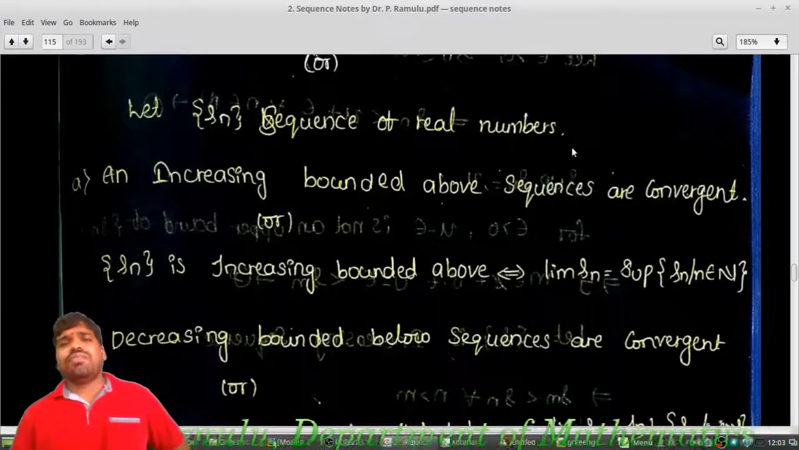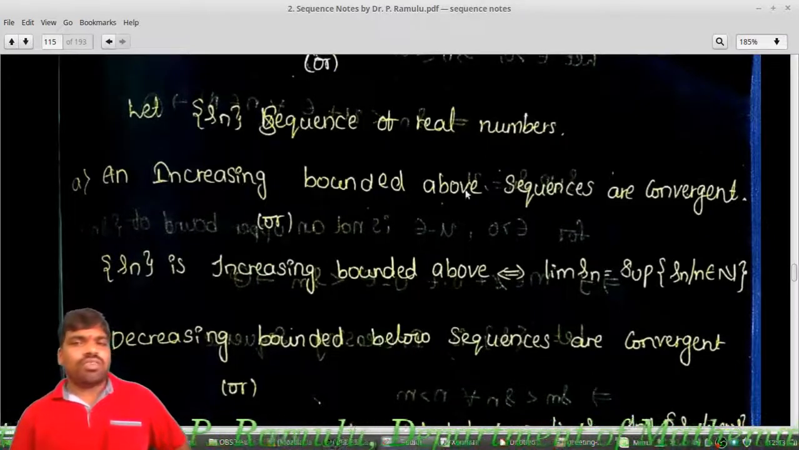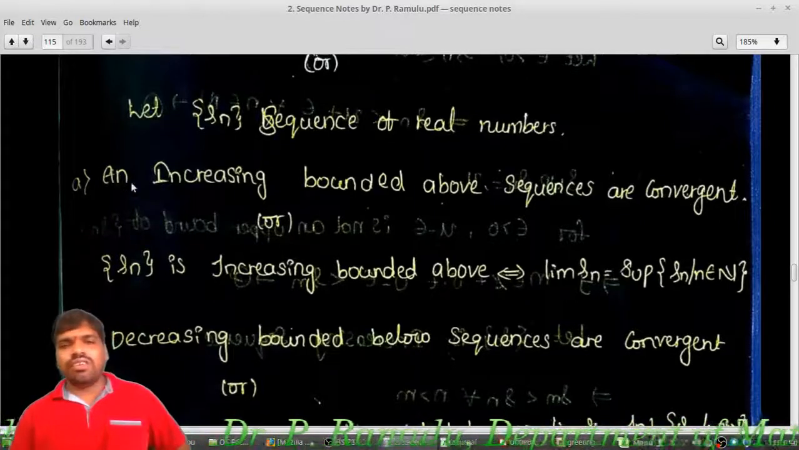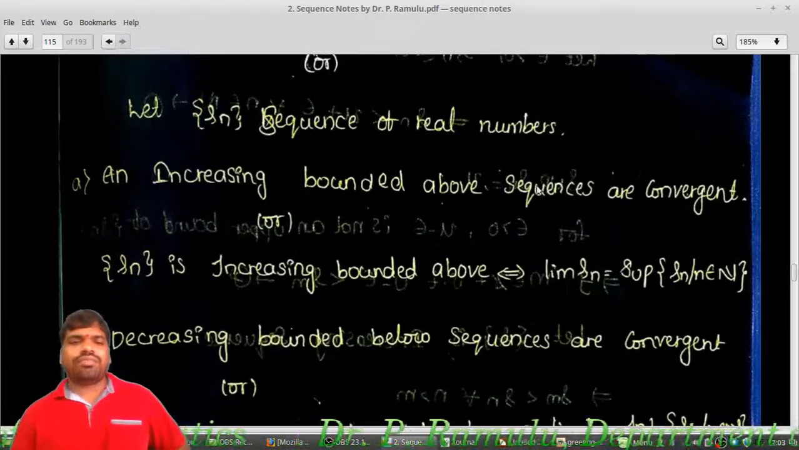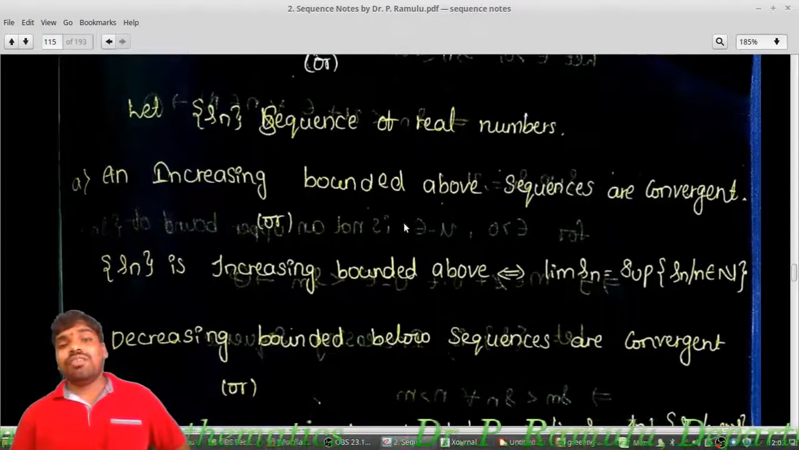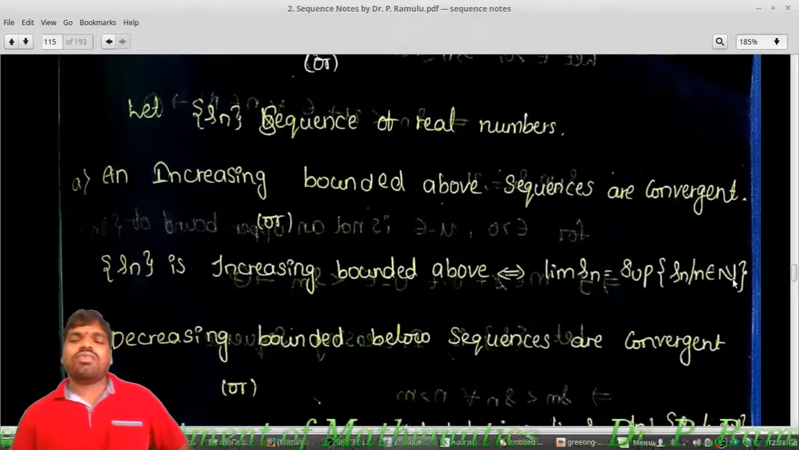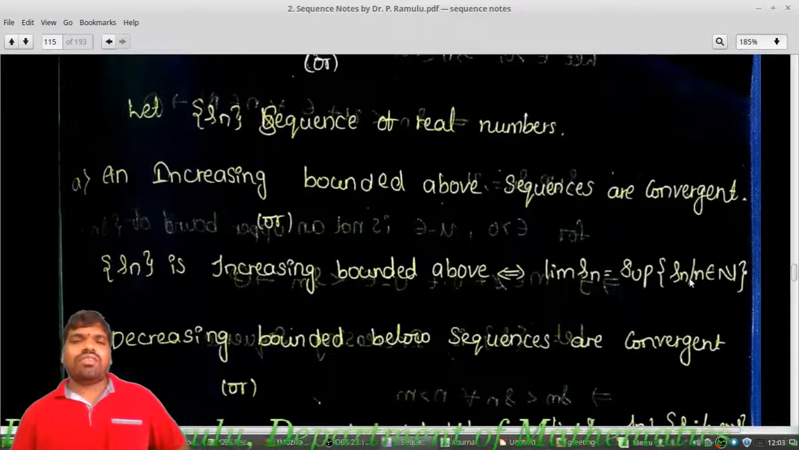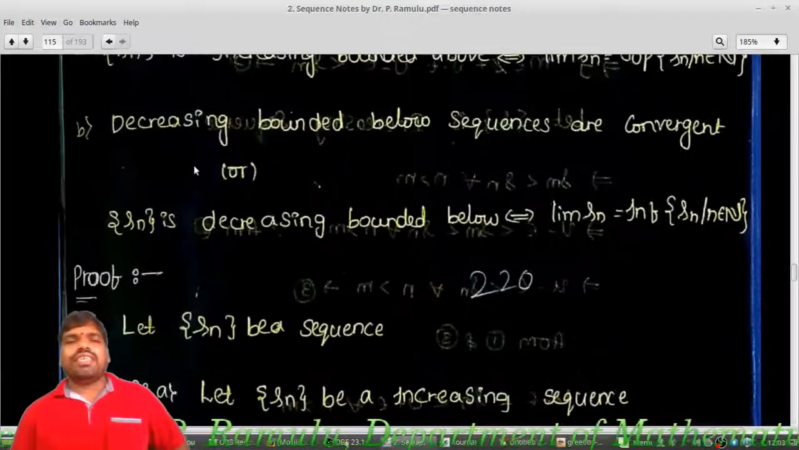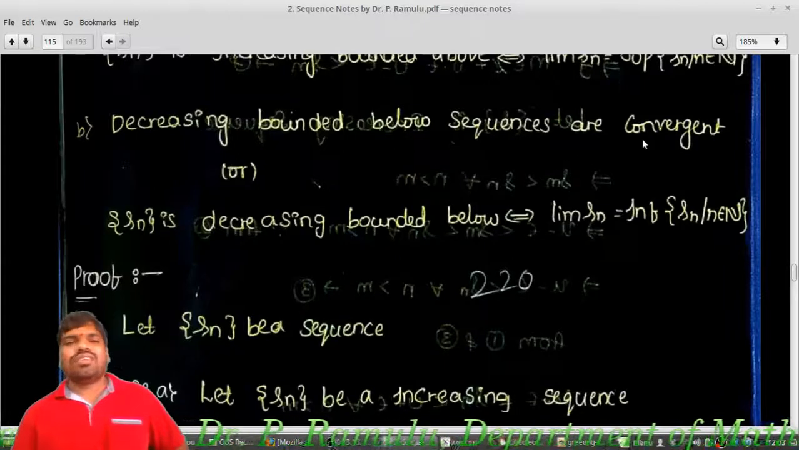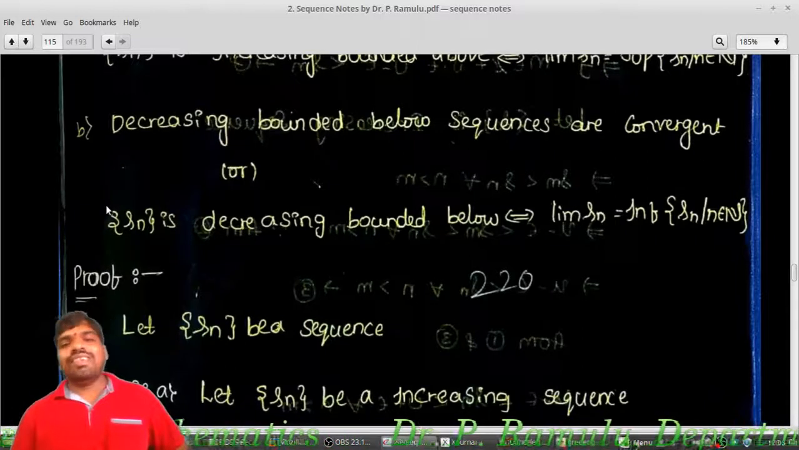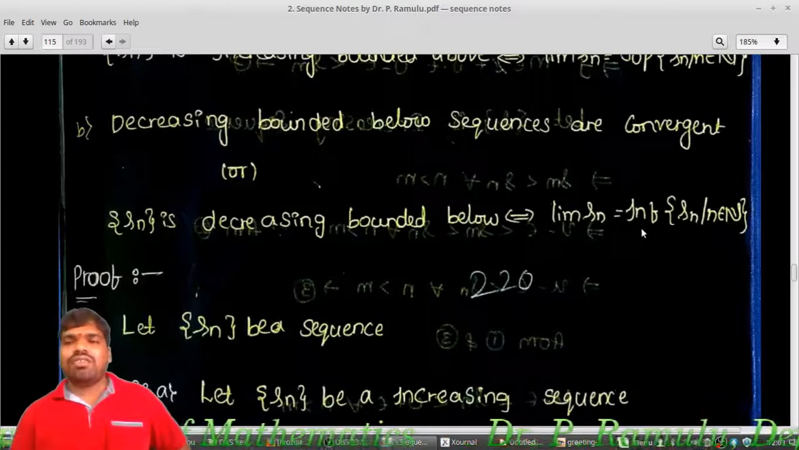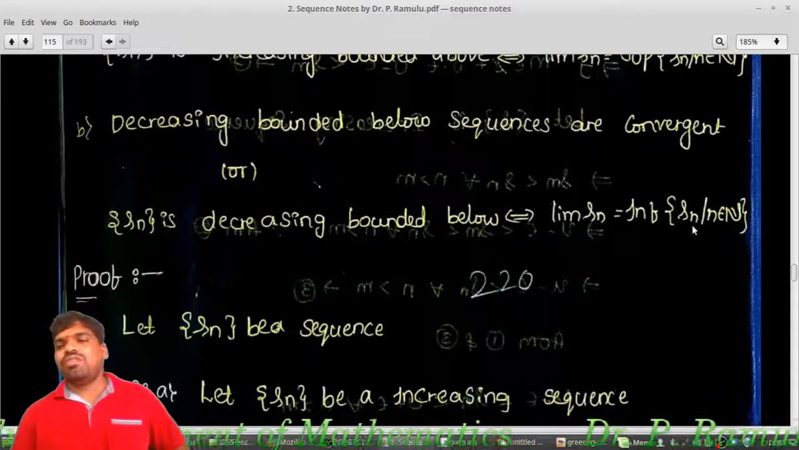Let Sn be a sequence of real numbers. An increasing bounded type of sequence is convergent. Or we can state it as: Sn is increasing and bounded above if and only if lim Sn equals sup Sn, such that n belongs to N. This is statement A, right? Statement B: decreasing bounded below sequences are convergent. Sn is decreasing and bounded below if and only if lim Sn is equal to the infimum of Sn.